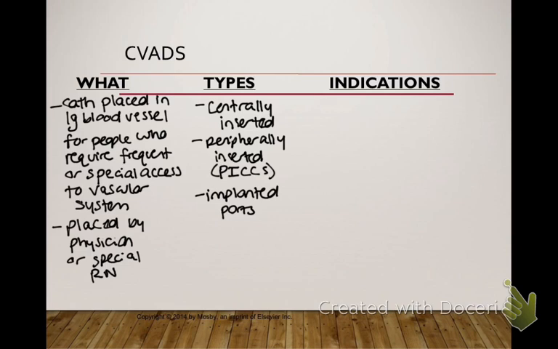So peripheral, central, they normally actually make an incision and insert it. And then implanted is where you actually have a port that sits underneath the skin.